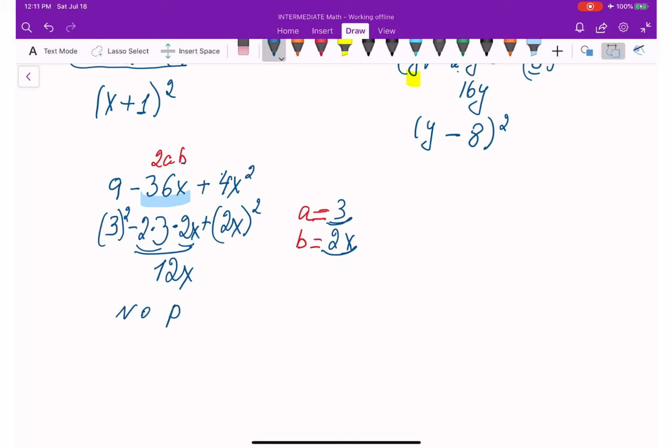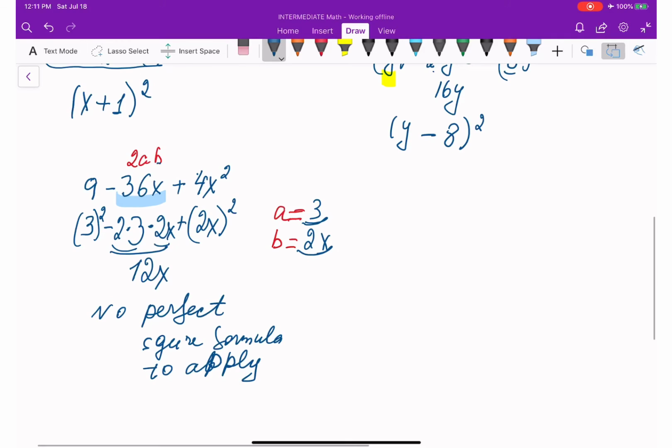No perfect square, no perfect square formula to apply. All right? Because of this 36 versus we got 12. Okay, next one. Let's do the next one now.